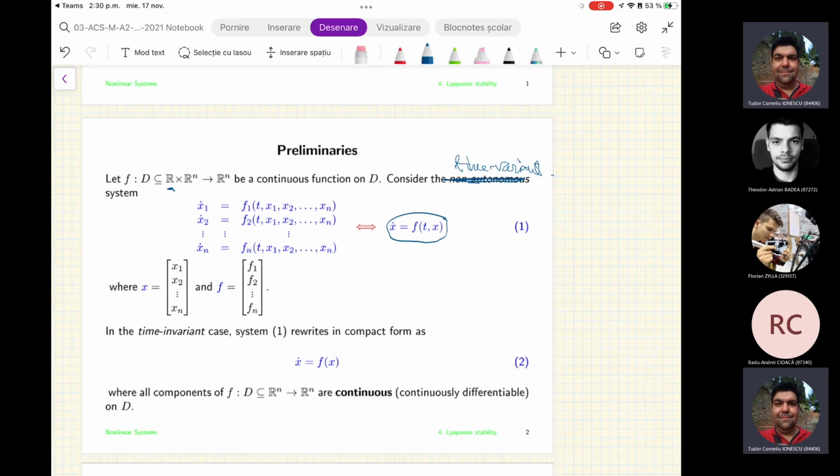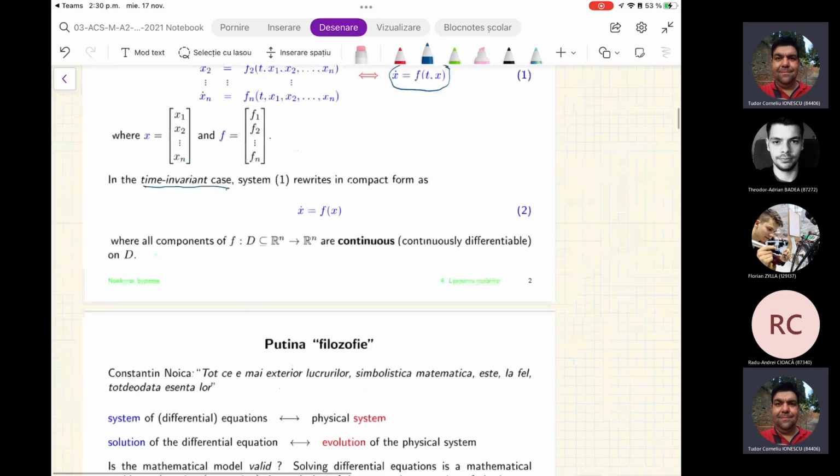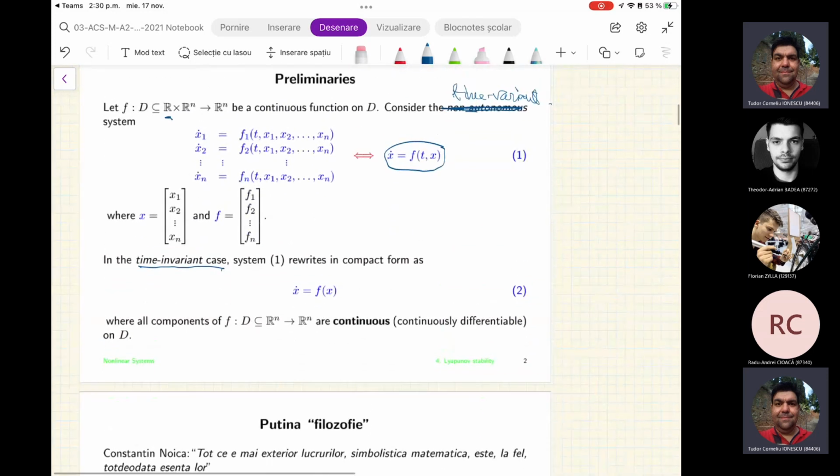However, we are going to treat the case of time invariant systems, because this makes the discussion very easy. Well, whatever easy means. It's not easy, but it simplifies the discussion a little bit. We consider that all the components fi of this vector field f are continuous or continuously differentiable. We need that. Why do we need all these things? Because we are going to define, as we are familiar with, a concept of solution.